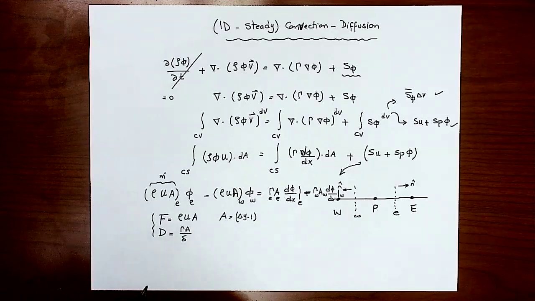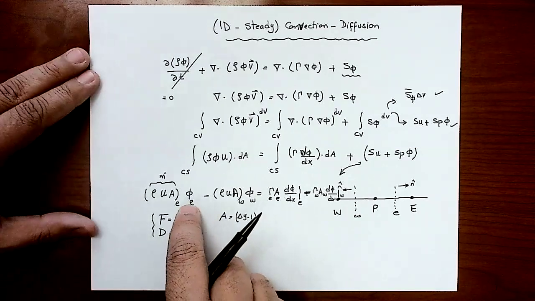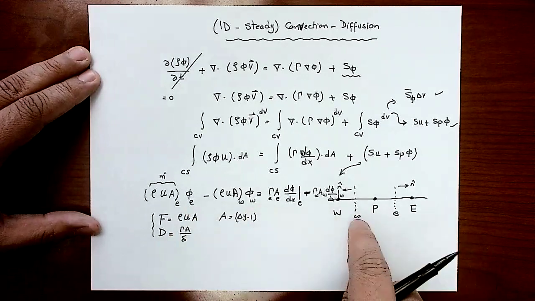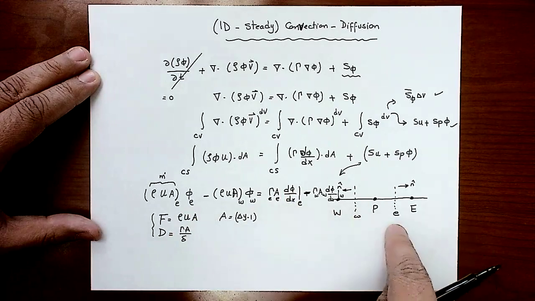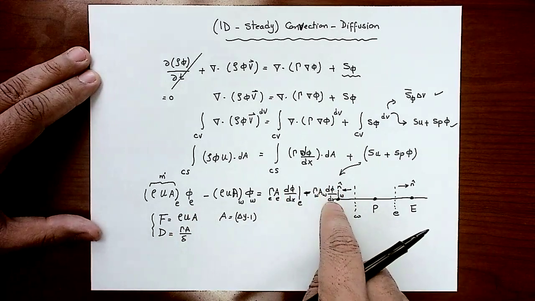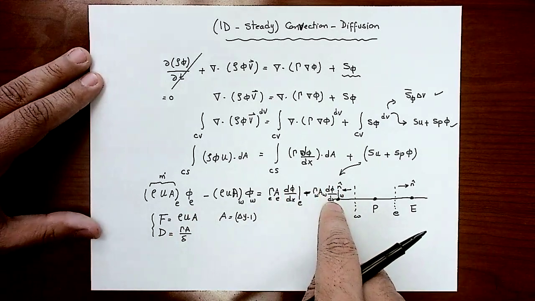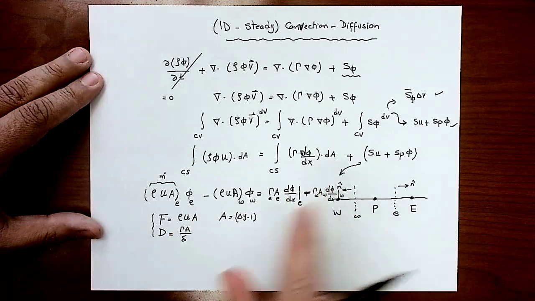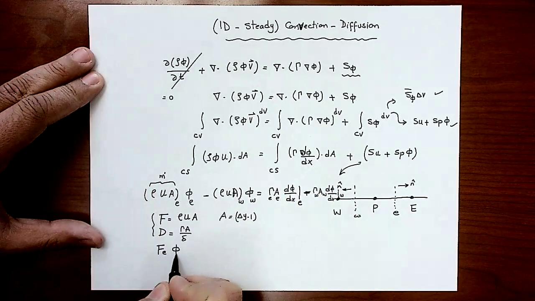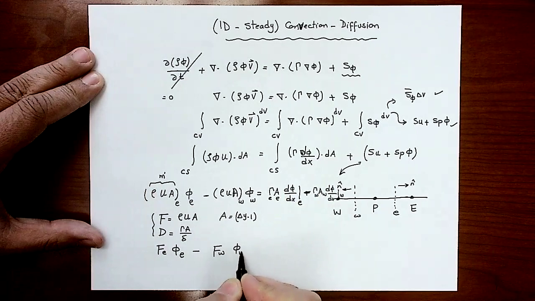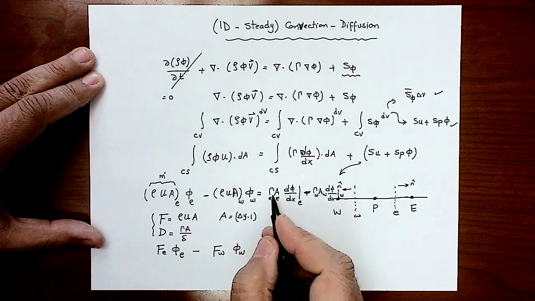Then the issue was how to approximate phi at the east face, phi at the west face, and the gradient of phi on the east face and the gradient of phi on the west face, right? So we're looking for all this information at the face. If I substitute here, I'm going to get F east, phi east, minus F west, phi west, equal to kappa east.